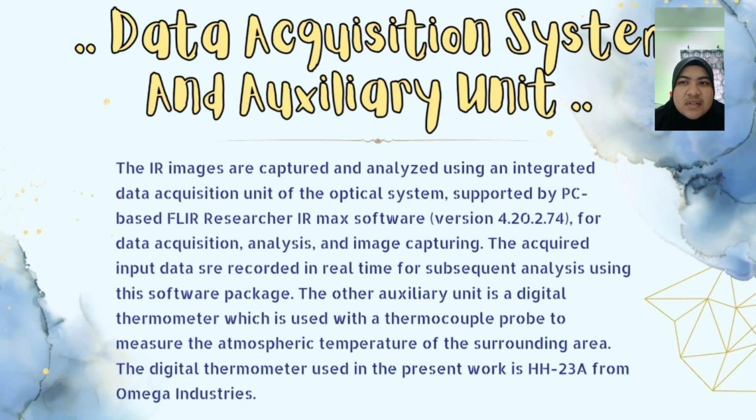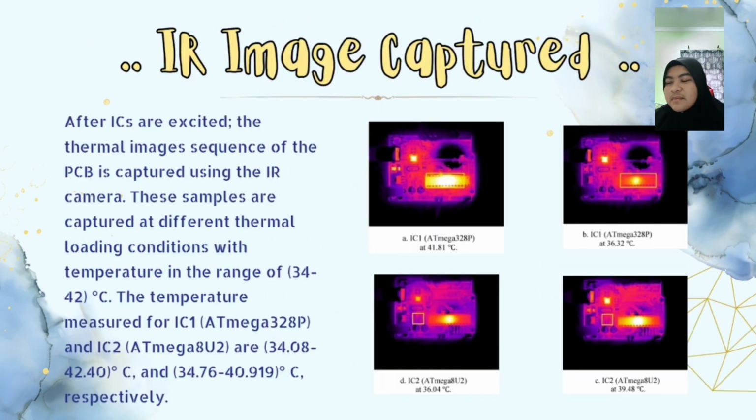The other auxiliary unit is a digital thermometer which is used with a thermocouple probe to measure the atmospheric temperature of the surrounding area. The digital thermometer used in the present work is HH23A from Omega Industries.